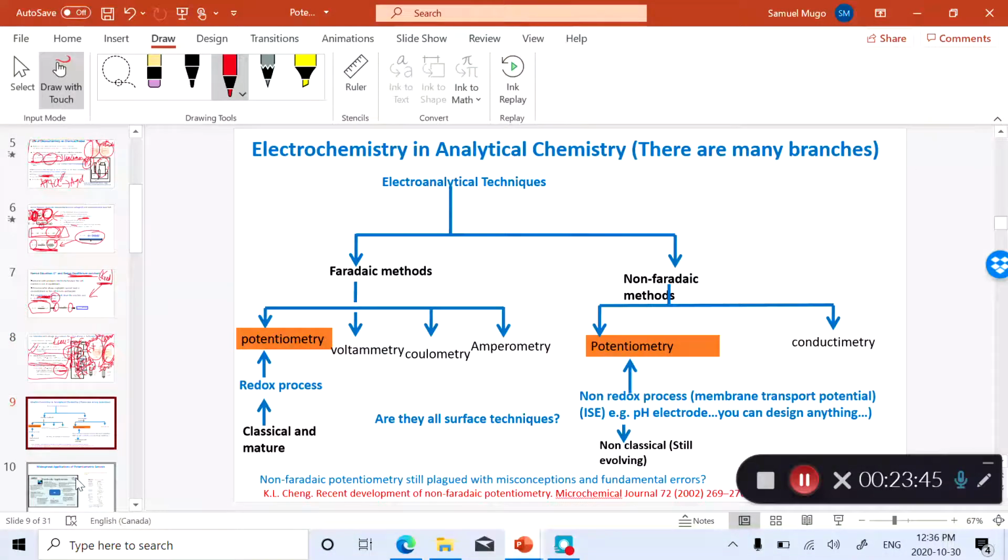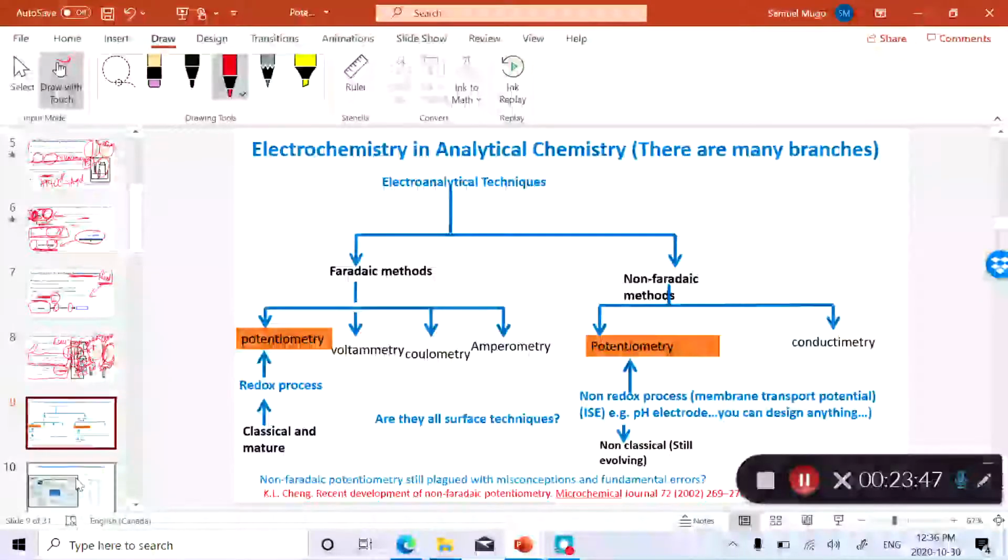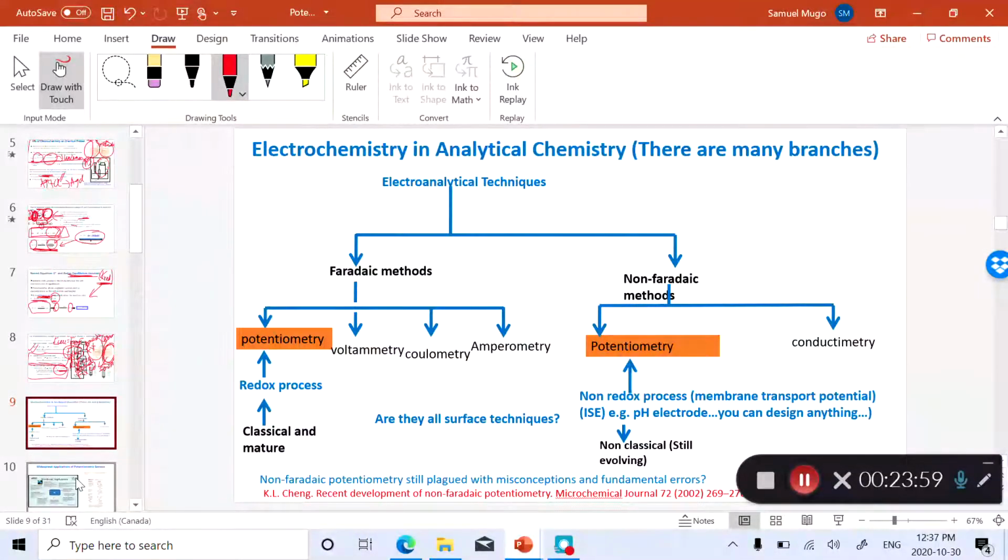So that is potentiometry, and potentiometry is only one type of electrochemistry technique. And so in the next lecture, I'm going to talk to you about the different types of electrochemical techniques, with potentiometry just being one of them, okay? So potentiometry is just one of those techniques, but there are so many other electroanalytical techniques.